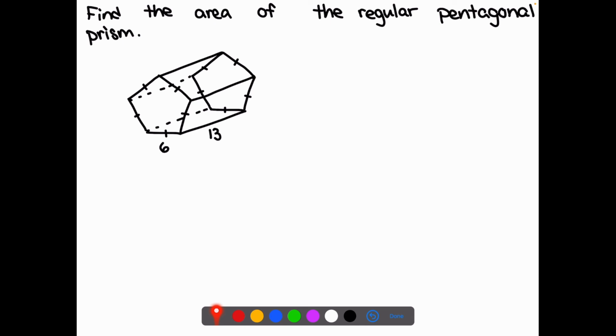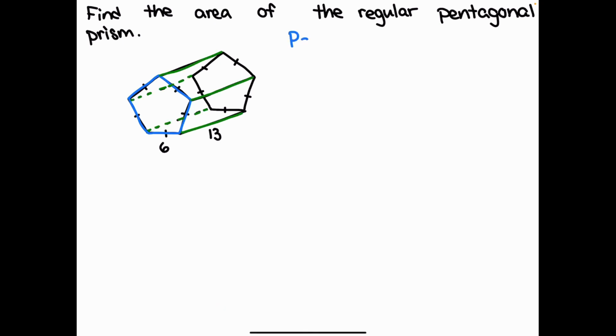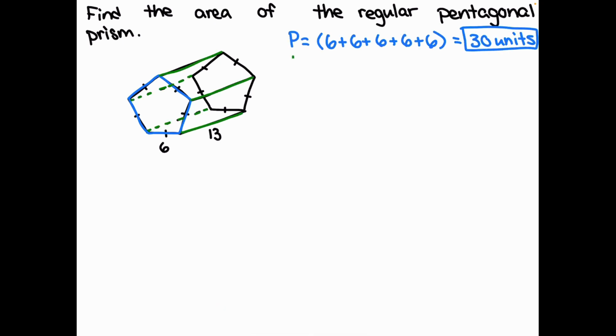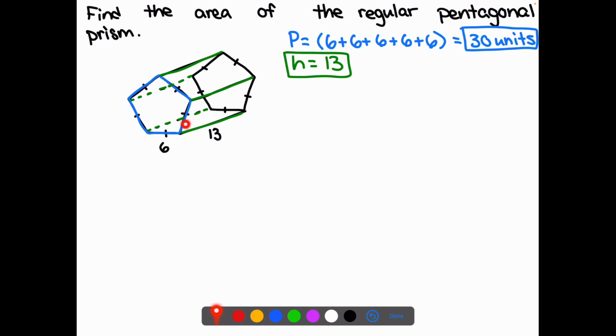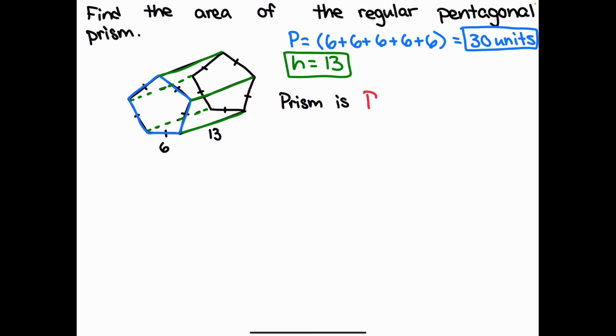So to get started, let's go ahead and find the perimeter. The perimeter of a regular pentagon should be all the sides added together. And since all the sides are congruent, and they're all 6, and we have 5 congruent sides, we can do 6 times 5, which is 30 units. So that's our perimeter. Meanwhile, the height, the segment that connects the two bases, is equal to 13. Now we just need to find the area of our base, the area of our pentagons.